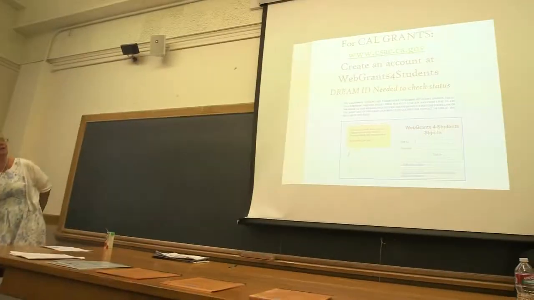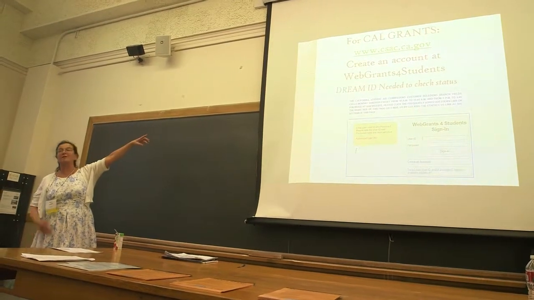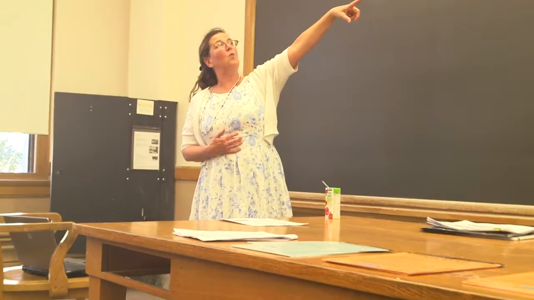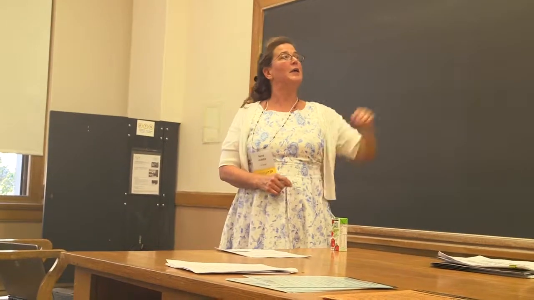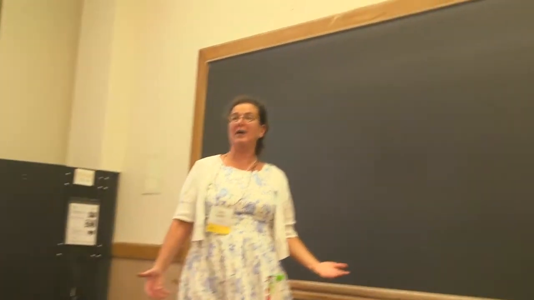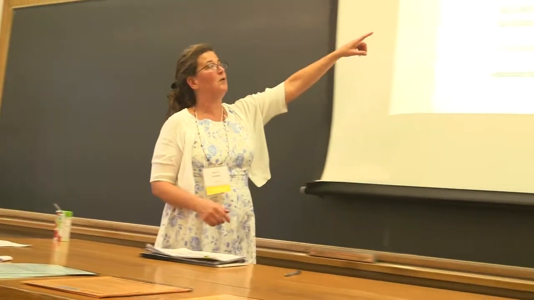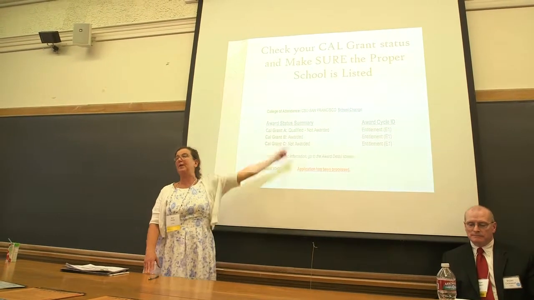And then in terms of Cal Grants, this is a great thing that they have online already: once students are applying for a Cal Grant, they should create a Web Grants for Students account. They're going to need their DREAM ID to be able to sign in. Once they create this Web Grants account, this is where they're actually going to check the status. What's going on with my Cal Grant? Was it awarded? Was it not awarded? And most importantly, what is the school that's listed there?